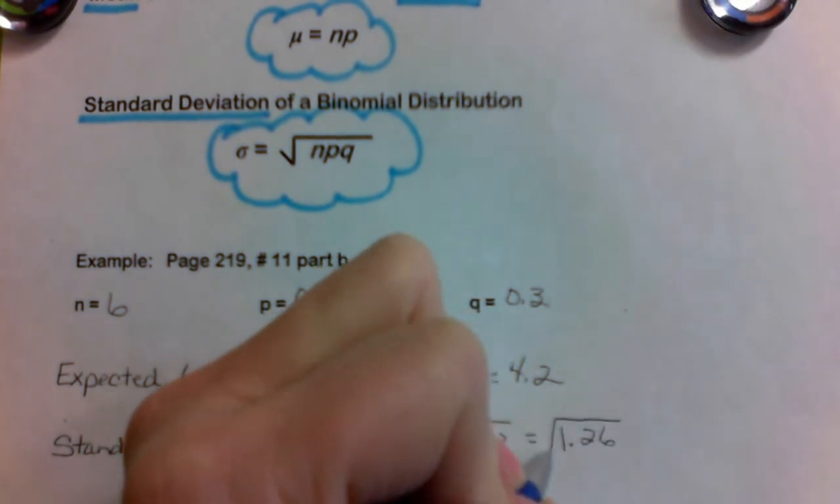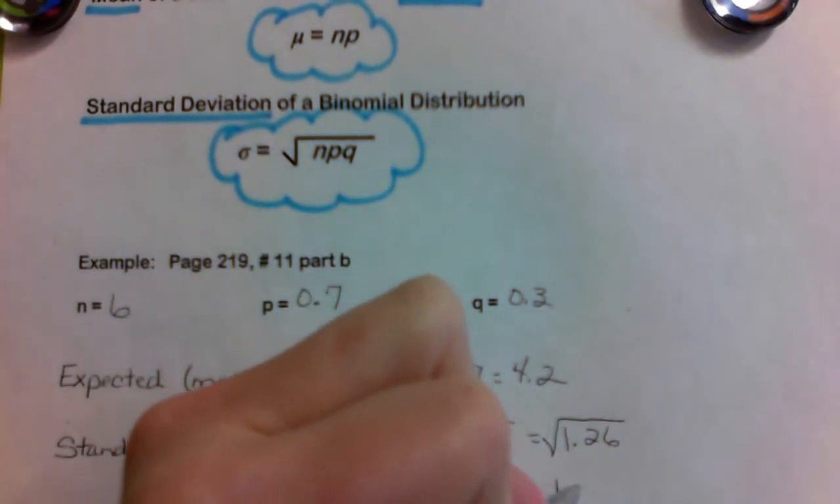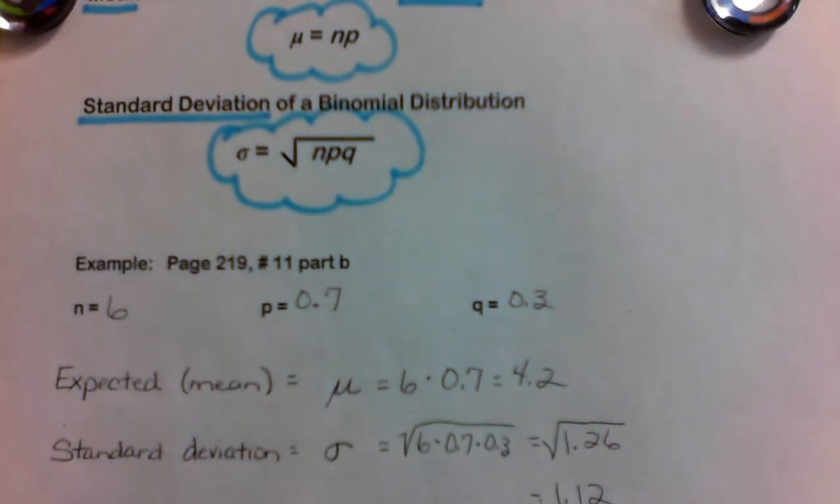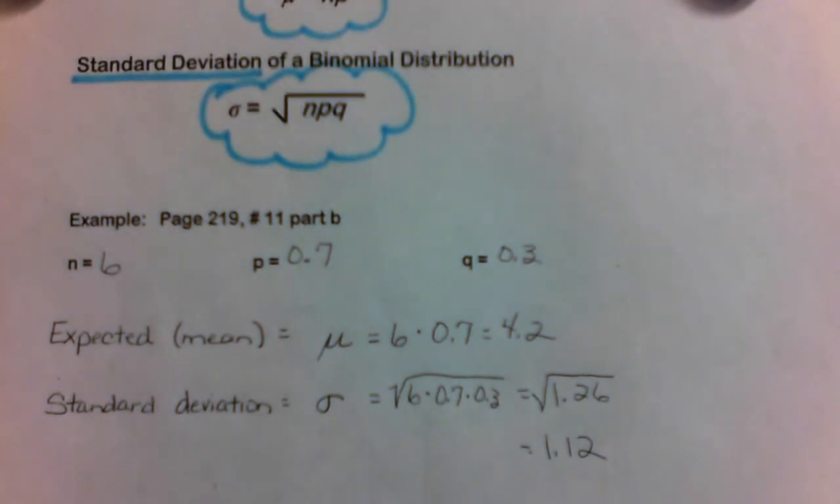Well, you still need to find the square root of that. So be sure that you're finding the square root of that multiplication and not just that number. And that's approximately 1.12. So my mean is 4.2, and my standard deviation, that you can't really see, there it is, 1.12.